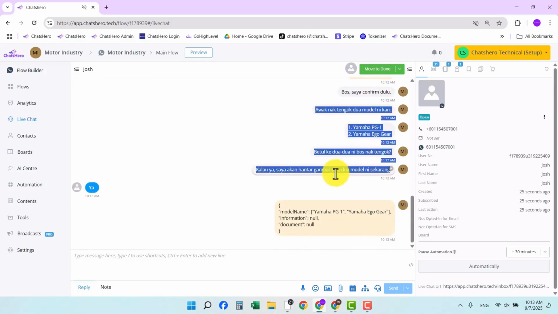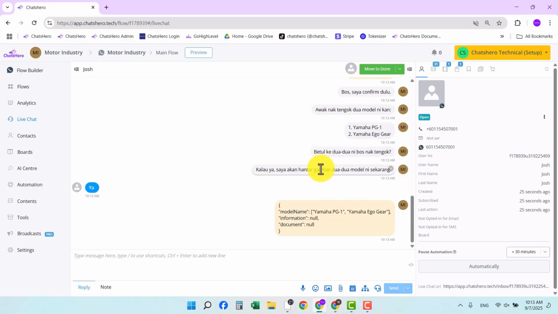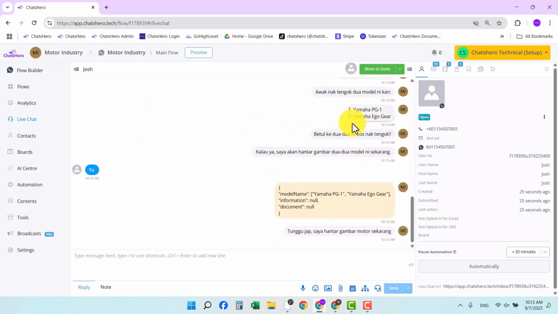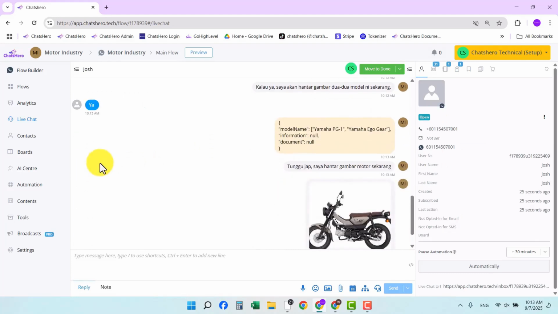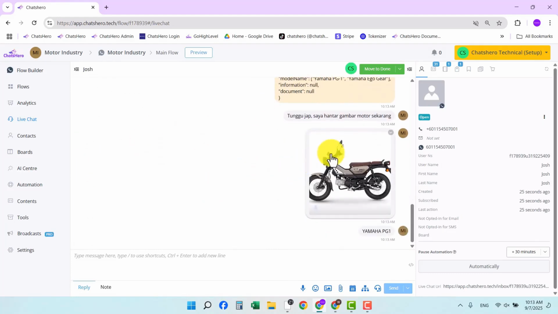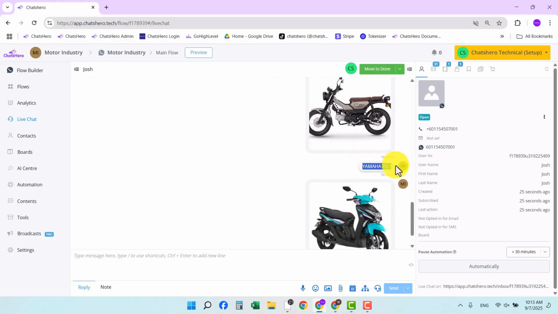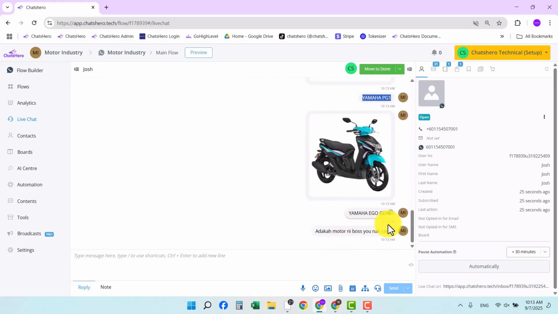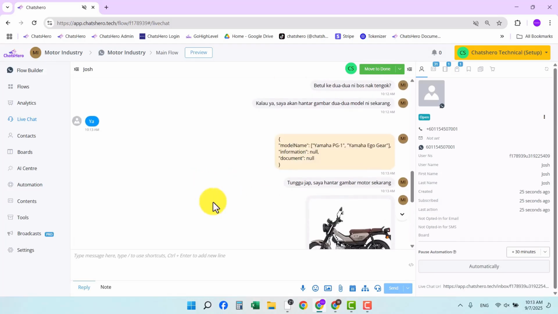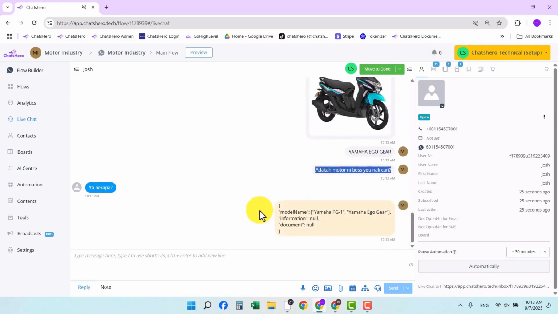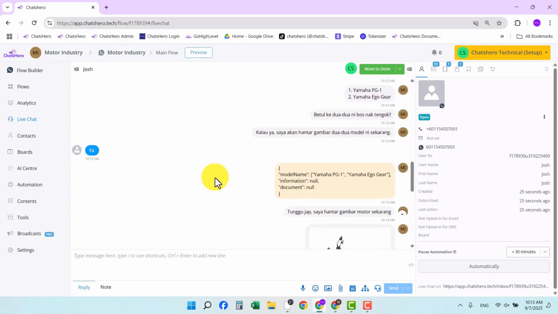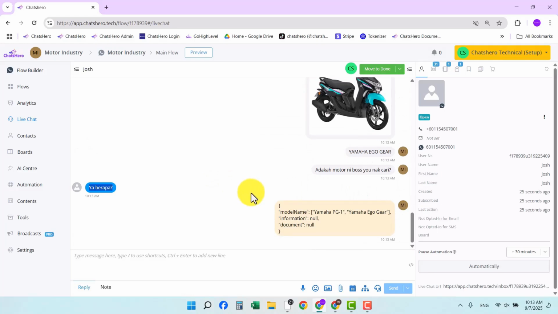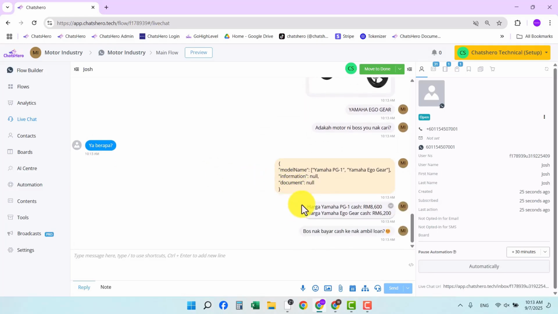Okay. Here it gives a confirmation asking which two pictures you want to see. So if I say yes here, it will start sending me some pictures to look at. So maybe this one is an introduction with a picture of the Yamaha PG1, and this one is the Yamaha Eco Gear. Okay, so here it's asking us, hey, are you looking for these two motorcycle models? I just say, yeah, probably. Okay, so it's just asking from the perspective of a customer. Okay, so it will then quote the price.